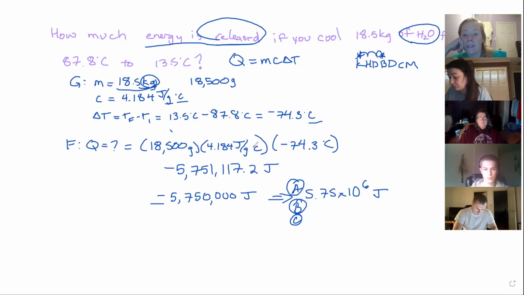Do I need to put a negative sign before the scientific notation? Oh, yeah, we'd throw a negative sign there. Yeah, negative 5.75 times 10 to the 6th. Sorry, joules.